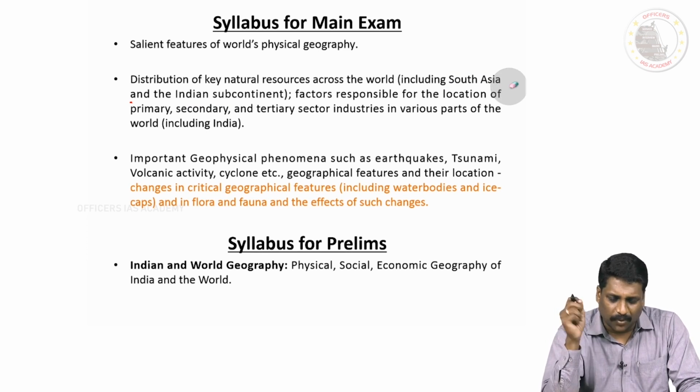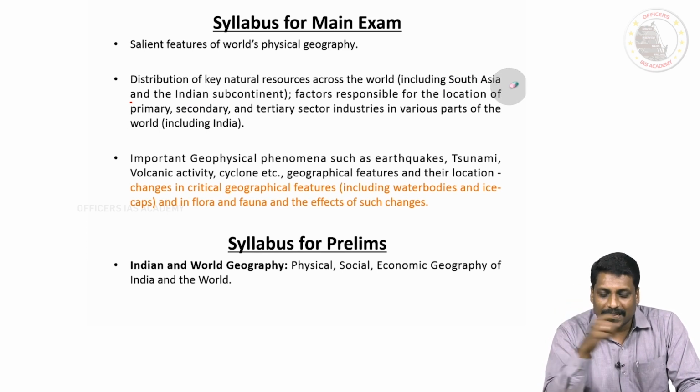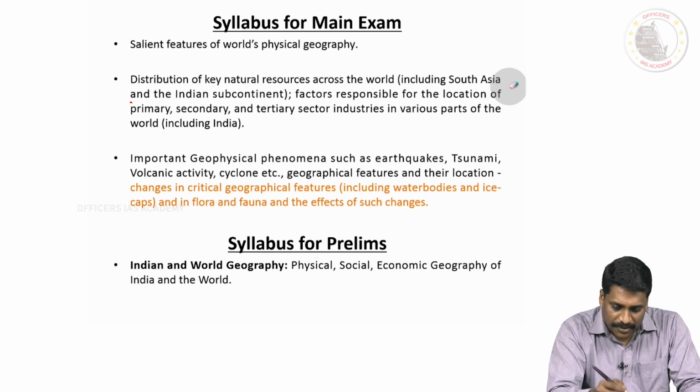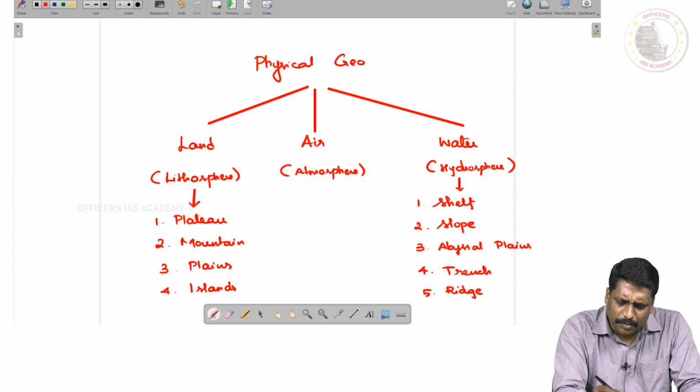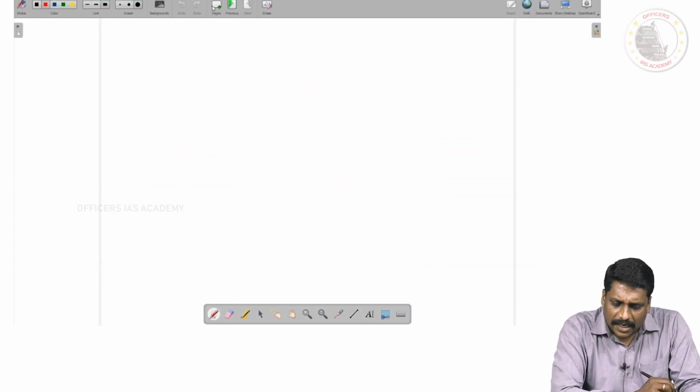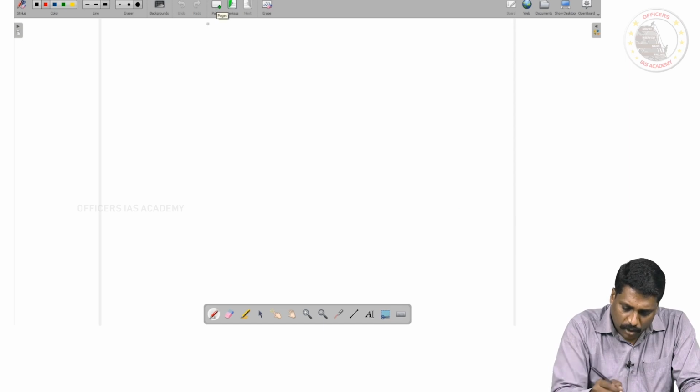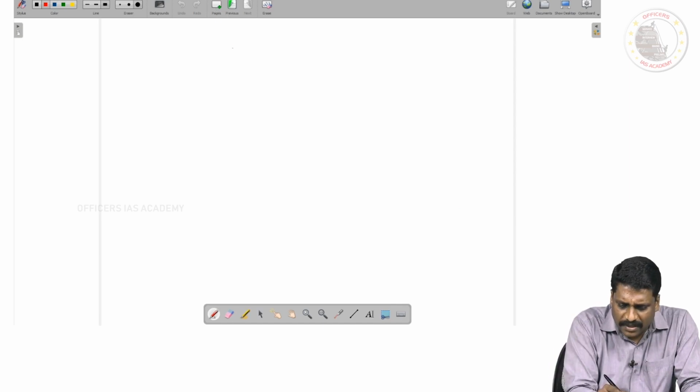Right, sir? The only thing is that I should understand what the natural resources are. And please do mind, they have given this word called key natural resources. Right, sir? Now make it again simple, sir. Key natural resources. If I have an idea of what natural resources are, sir? Natural resources.